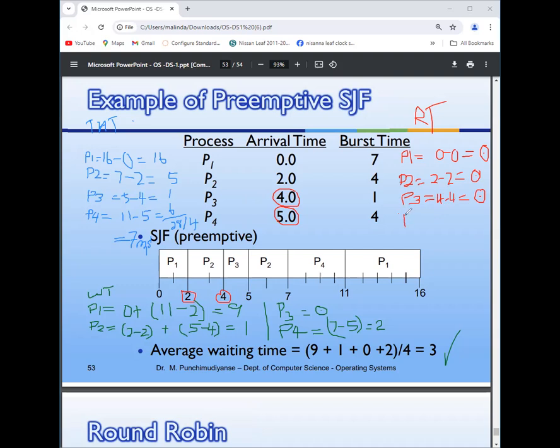And for the P4, arrived to the queue at 5 and got its first CPU at 7 here. So 7 minus 5 equals 2. So the P4's response time is 2, right? So we don't consider the other waiting times, and the average response time is 2 divided by 4, that is 0.5.